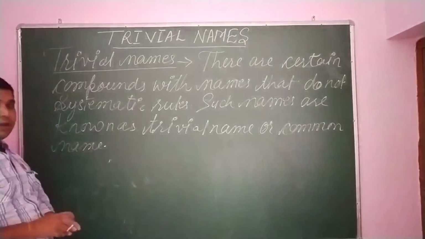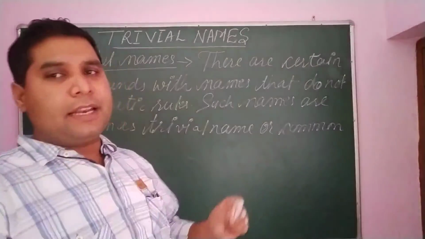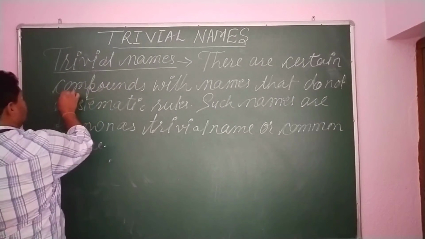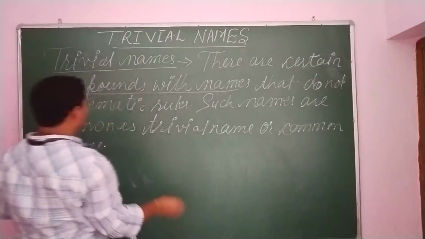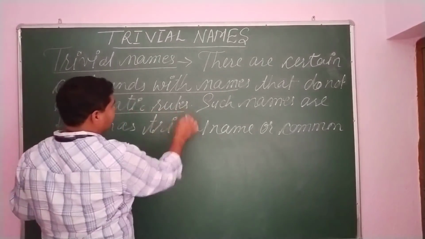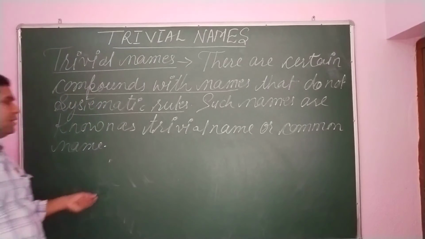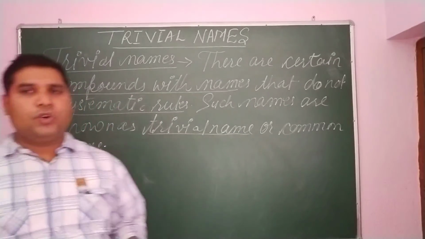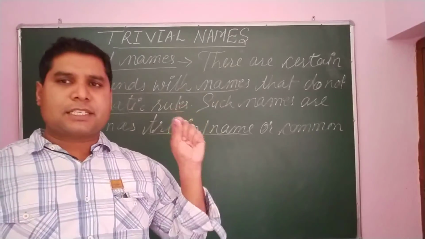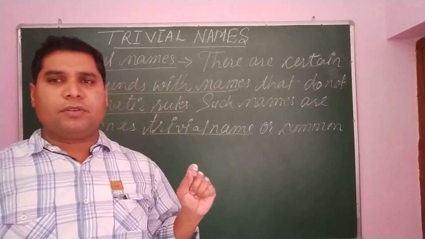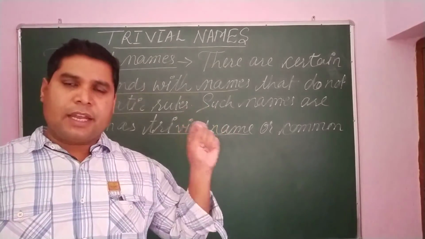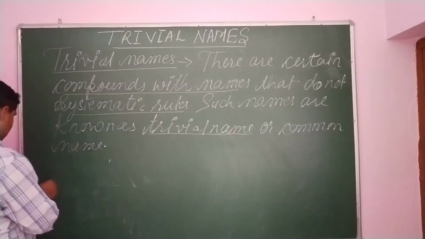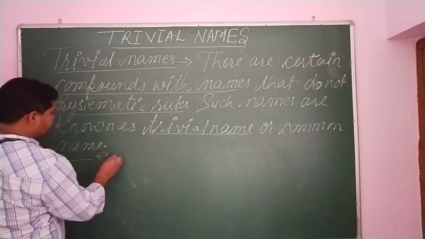So dear student, what do you mean by the trivial name? Let us know about it. There are certain compounds with names that do not follow any systematic rules. Such names are known as trivial names, dear student. It means the name of a compound which does not follow any systematic rule for naming is known as a trivial name. So let us understand with the help of an example.